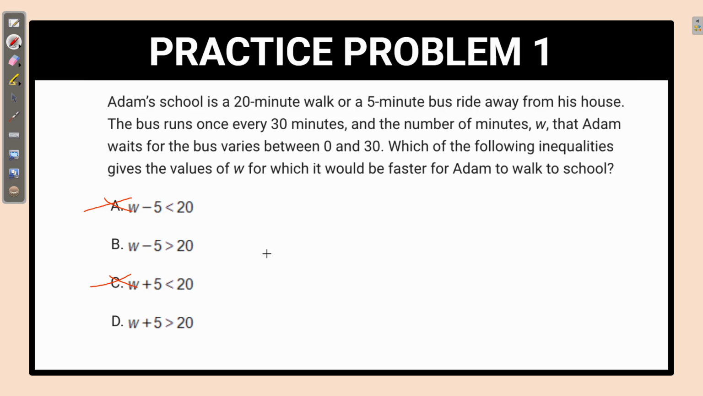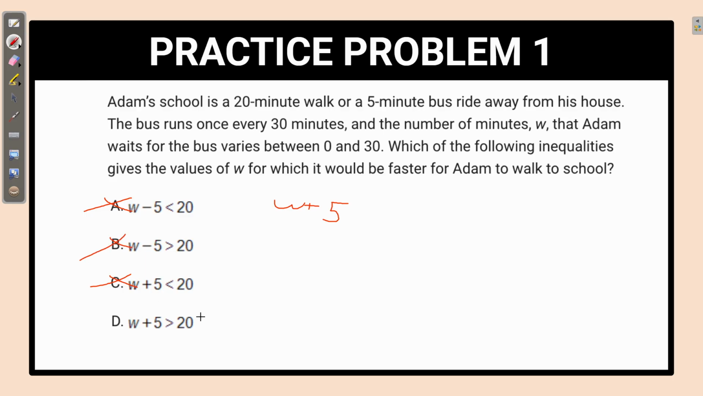Now, the question is, looking at these, when Adam is taking the bus, how much time is he taking? Well, going off the question, we see that the bus ride is 5 minutes, so it's going to take at least 5 minutes. And then he also has to wait a certain number of minutes. So the question is, are you subtracting 5 minutes from the wait, or are you adding 5 minutes? Well, it doesn't make sense to subtract it because why? Because you're waiting and then you're also taking the 5-minute bus ride.